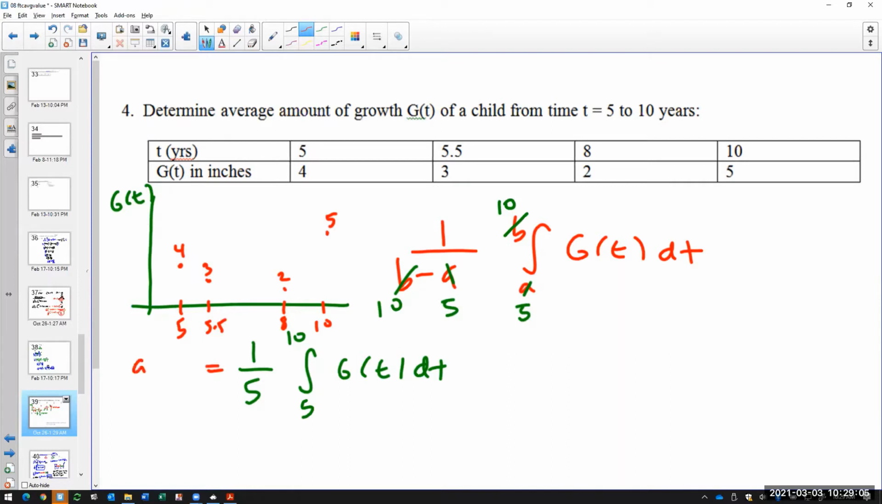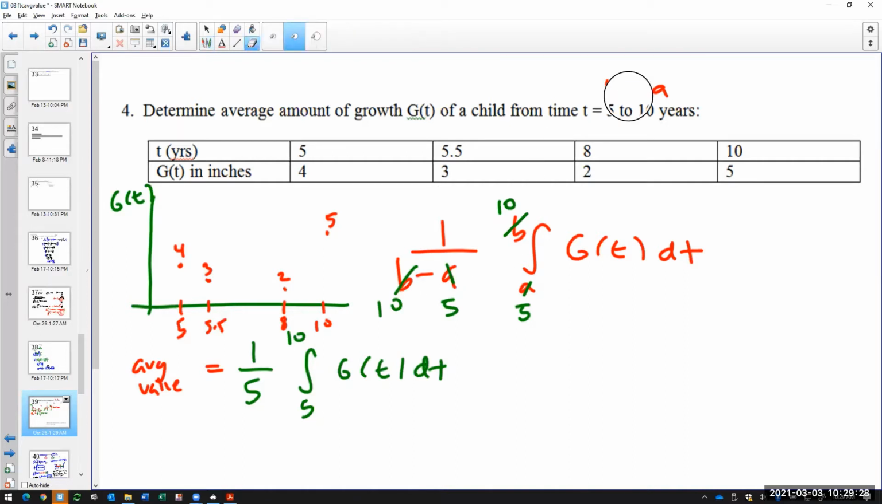Does it make a difference if you put your 5 and 10 on the top or the bottom? Yes, if you switch these, then you better switch these. That's the only thing. Does that make sense? It doesn't matter if you call this your B and this your A. Just be consistent, as long as you plug in the formula correctly.